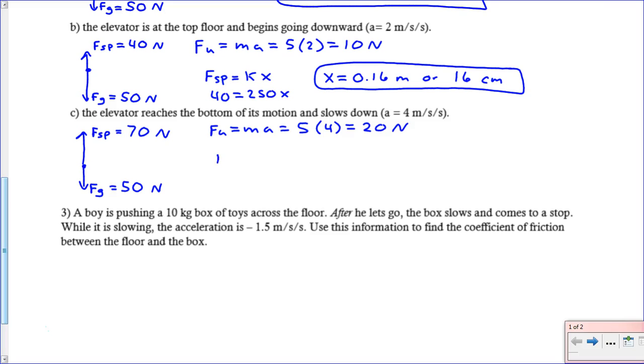All right, and then we do that Fsp equals Kx thing again. In this case, the Fsp is 70, K is still 250, and then we're solving for x. On this, we get x equals 0.28 meters or 28 centimeters.